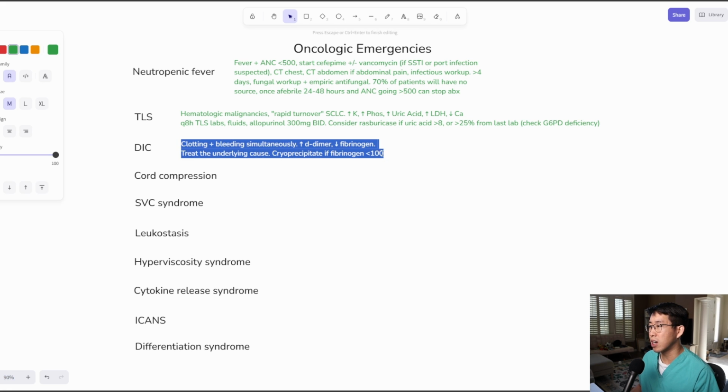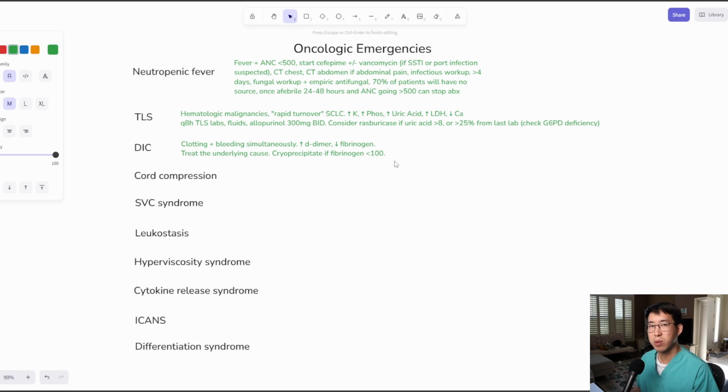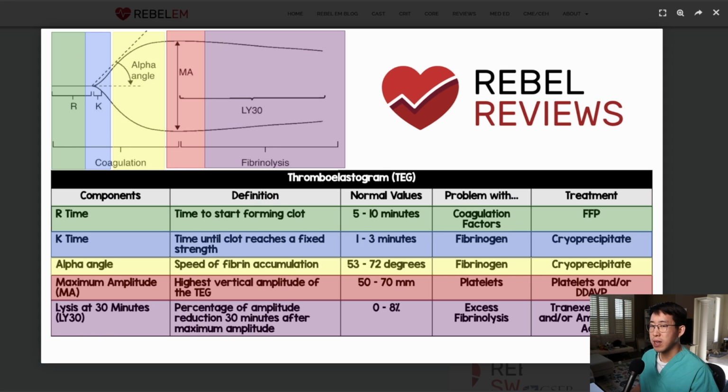And another useful test that we sometimes check in people who have really bad coagulopathies, just for your information, is called a TEG scan, which is called a thromboelastogram. And this basically can tell you which component of a patient's coagulation is causing their predominant symptoms. So for example, I always like to pull up this Rebel EM thromboelastogram graphic. You can just look for it on Google.